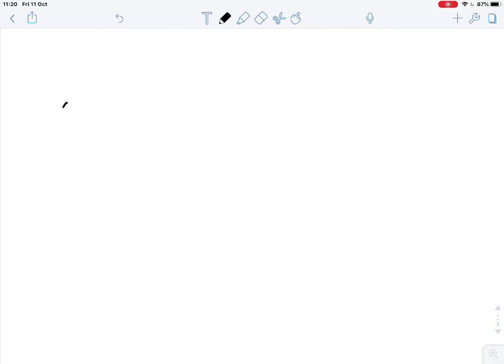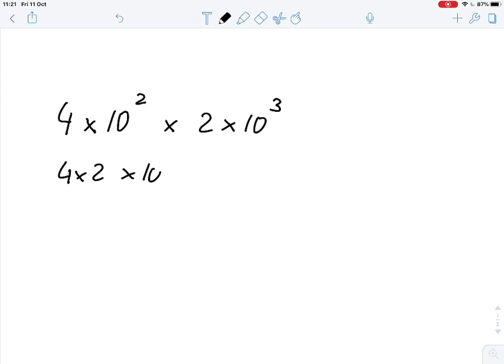So for example, 4 times 10 to the power of 2 times 2 times 10 to the power of 3. So how do we deal with that? Now the good thing is we only have a multiplication in here, so we don't have to be overly concerned about the order. There is no subtraction or addition in it. It's just multiplication and then the powers. So in a way, we can simply do 4 times 2 times 10 to the power of 2 times 10 to the power of 3.